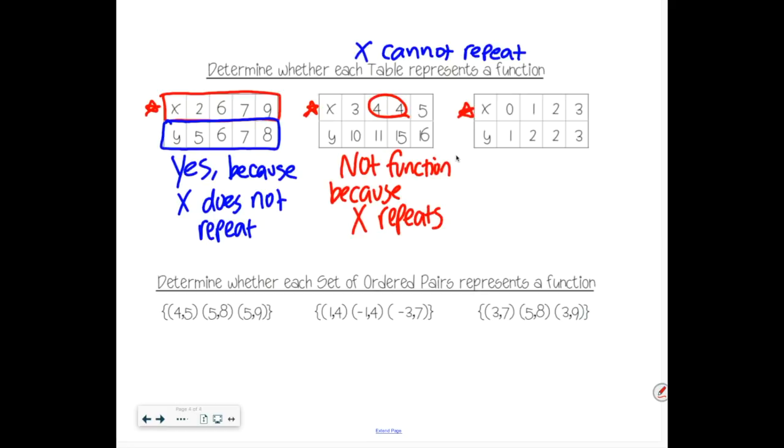So we're just looking for that pattern. Does x repeat or does it not? If it does, then you don't have a function. You have something that isn't working, not a function. In this one, we have 0, 1, 2, 3, and none of those are repeating. They're all different numbers. So I can say that, yes, that's a function because x does not repeat.